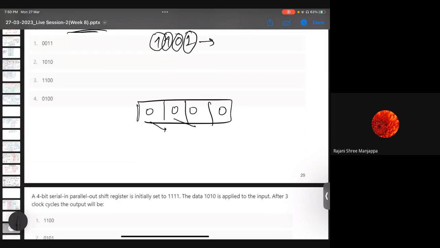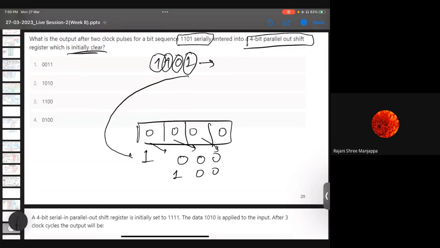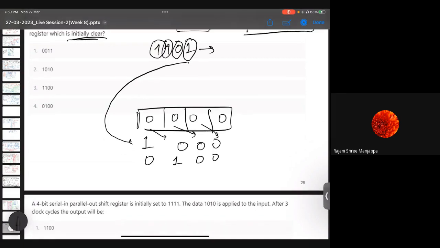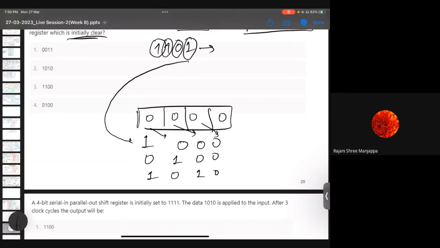So initially in the first state this will be 0 0 0 and this 1 will get inserted here. Now the next state will be 1 0 0 and this 0 will get inserted here. Next state will be 0 1 0. This 1 will get inserted here. Next it will be 1 0 1 and this 1 will get inserted here.